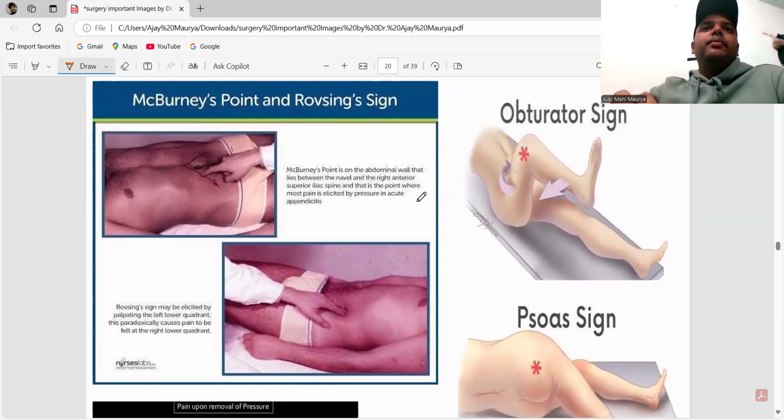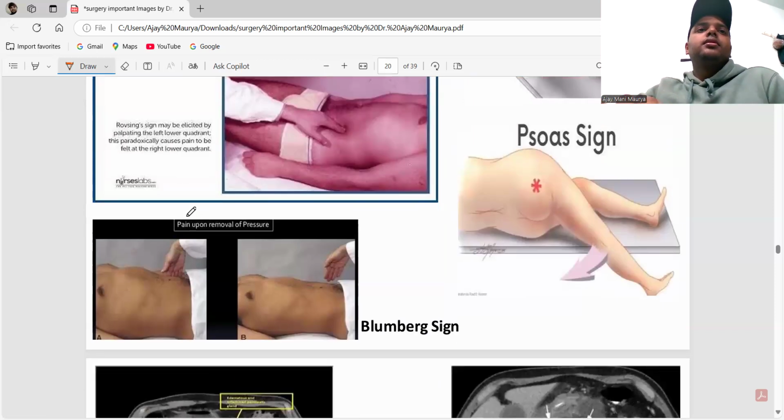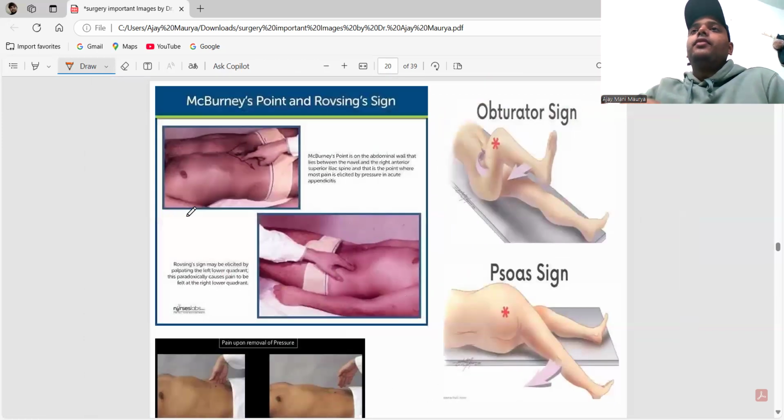This is the McBurney point. This is the Rovsing sign, guys. You have to tell the patient to cough. Okay? The Rovsing sign. This is done for appendicitis.